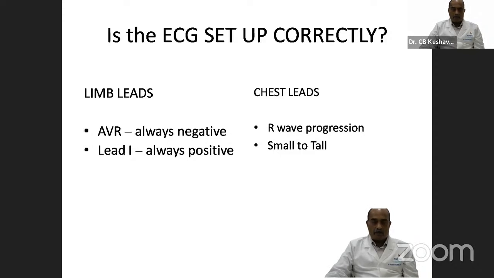If any of these are abnormal, say AVR is fully positive or lead 1 is negative, which may occur in gross right axis deviation, or the R wave progression is reversed or not progressing properly, and the R wave progression from V1 to V6 is not small to tall, then you have to suspect other things, either a grossly pathological condition or that the ECG has not been taken properly.